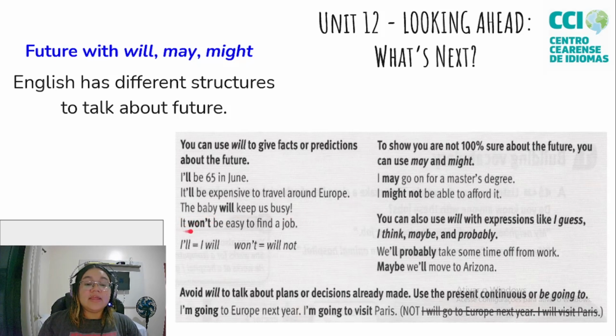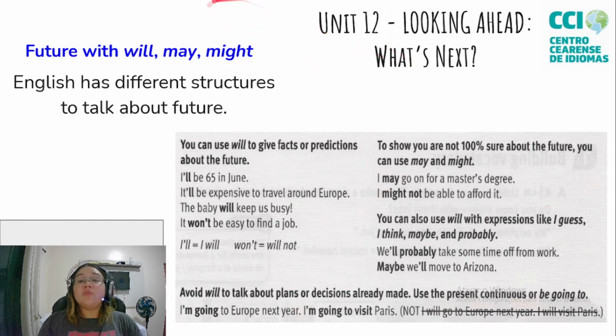And here it won't. Won't is the negative form of will, right? It's the word will plus the negative word not. Will not. Won't. It won't be easy to find a job. It's a prediction about the future because we know that finding jobs nowadays is not easy, right?